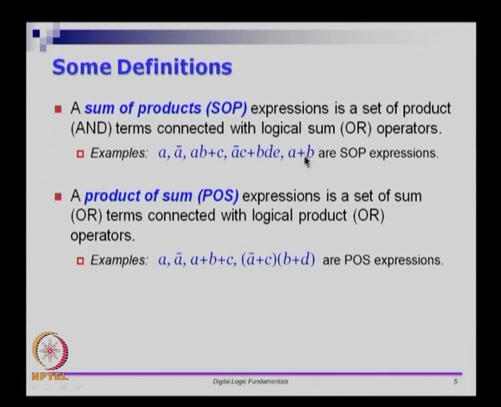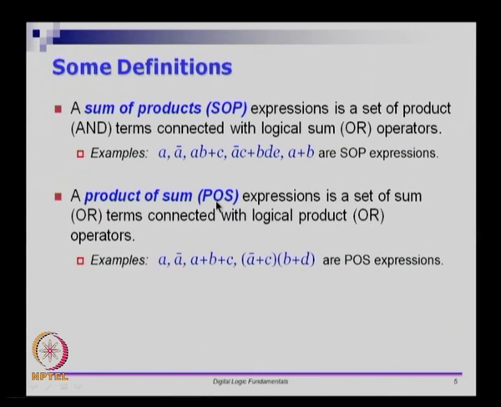This A plus B is also a valid sum of products, because you can think of A as a product of just A, that is it, one variable, one literal, and B is just one. So, it is a summation of product A and product B. If you understand that A itself is a valid product term and B itself is a valid product term, A plus B is a valid sum of products.